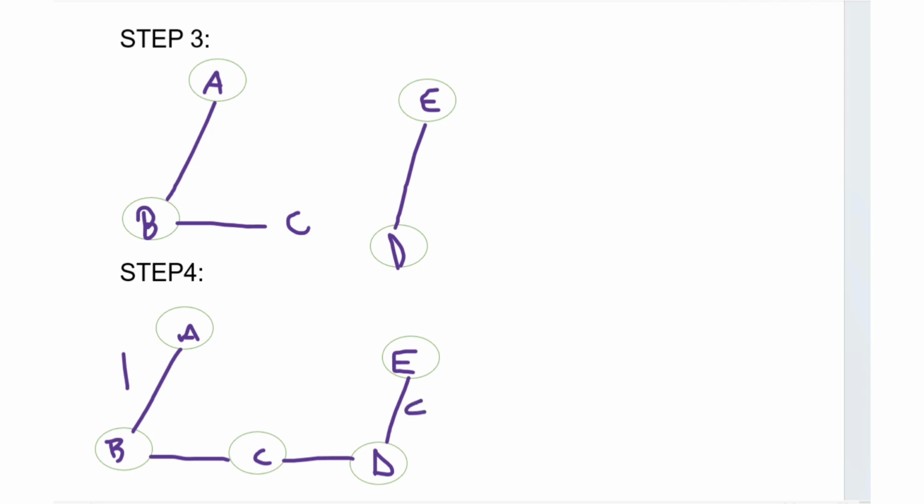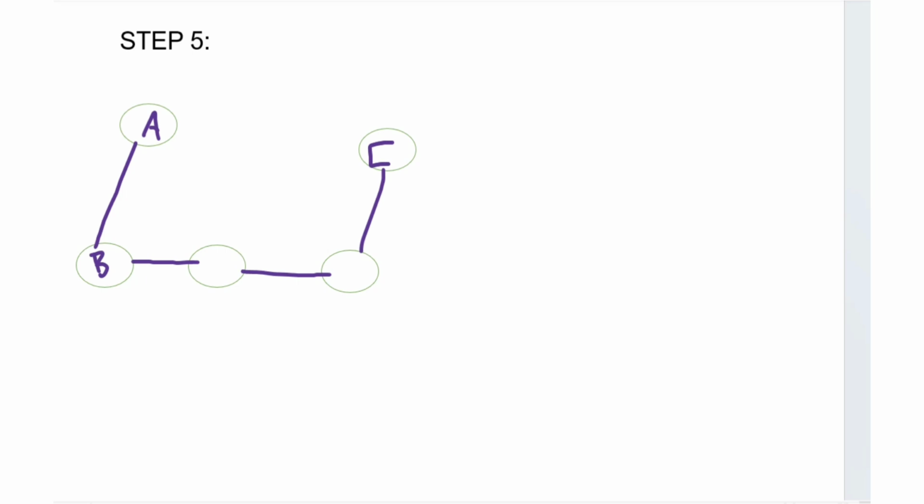A to B weight is 1 and E to D weight is 2. The third is B to C weight is 3 and C to D weight is 4. Again like this, 1, 2. Next, step 5 is my minimum spanning tree. This is A, this is B, this is E, this is D, this is C.